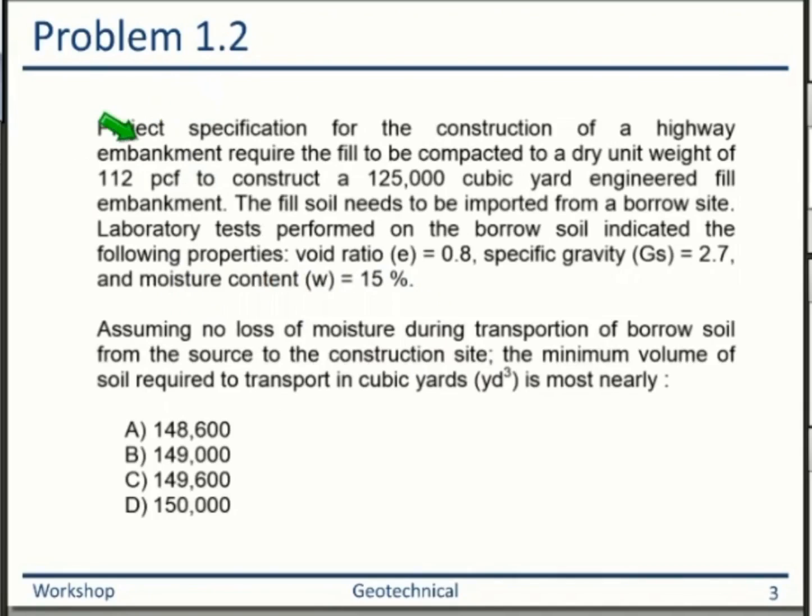Problem 1.2. Project specifications for the construction of a highway embankment require 125,000 cubic yards of fill material, and at that time your compacted dry unit weight of that soil is 112 pounds per cubic foot. You need to bring the soil from the borrow sites, and the soil properties at the borrow site are as given: void ratio was 0.8, specific gravity was 2.7, moisture content at the borrow site was 15%. We assume there is no loss of moisture during transportation. Then what is the volume of soil you need to bring from the borrow sites, or what is the volume that you need to transport from borrow sites to the construction site? So let me see your answer first.